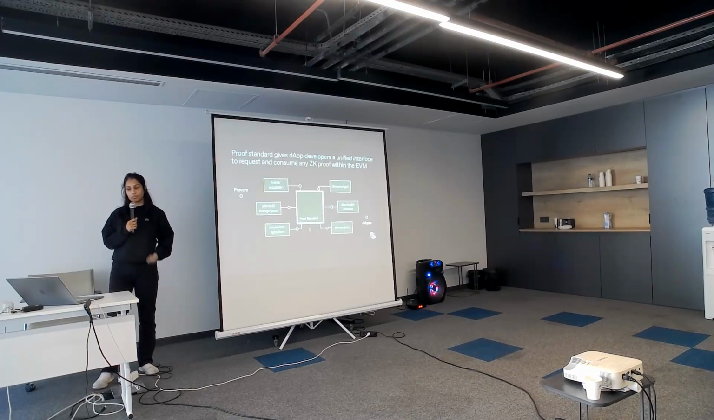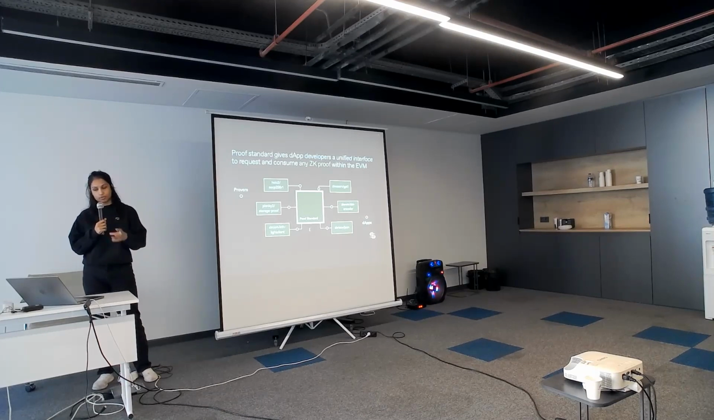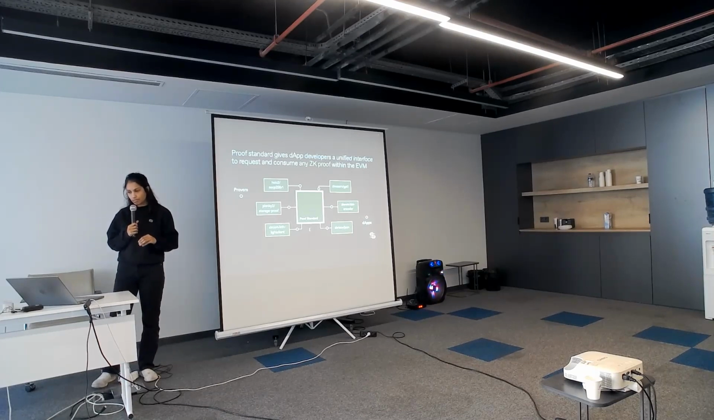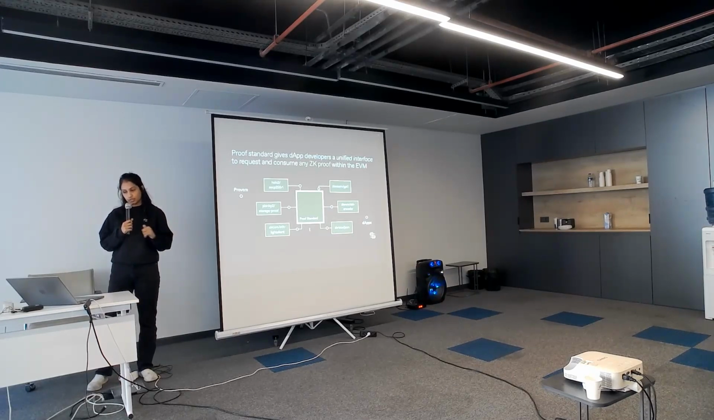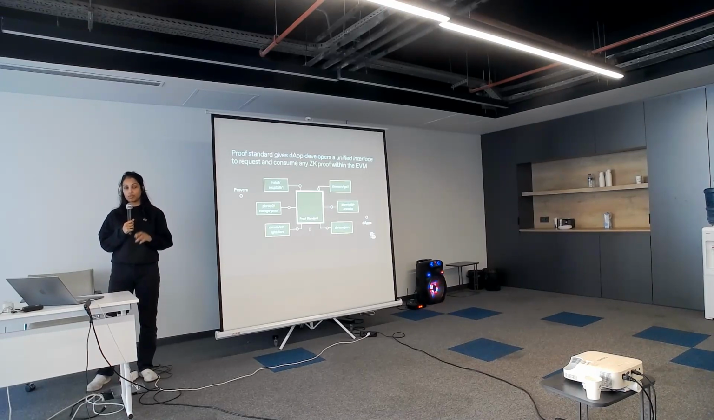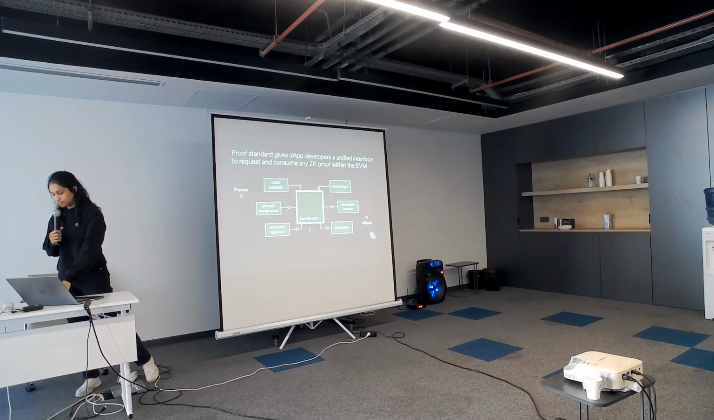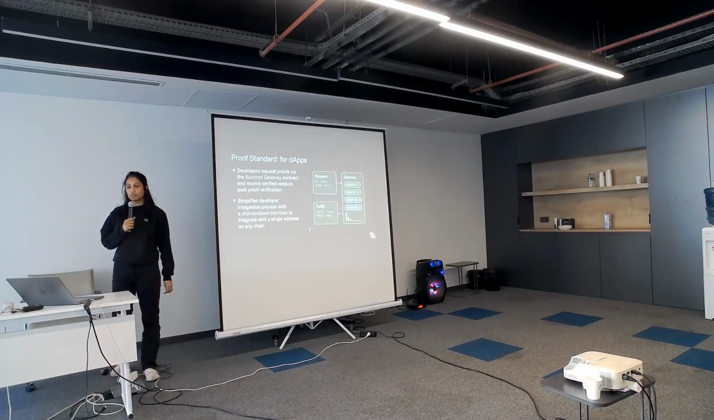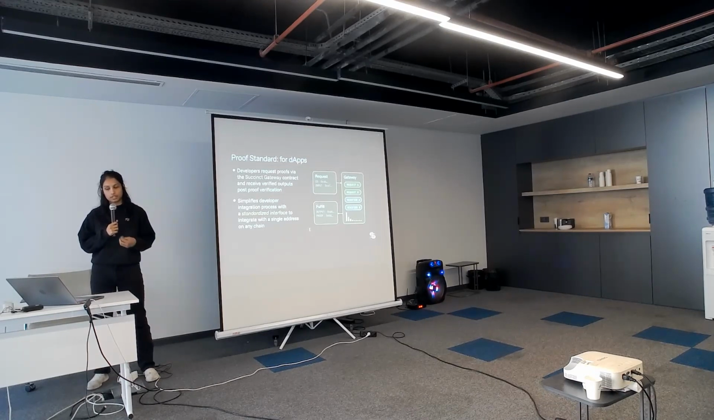So to talk more about the proof standard and how we imagine it, you can see here this diagram where the proof standard is in the center. And then there's a bunch of different proof systems, like Halo 2 is an example, Plonky 2, even a ZK WASM VM, where developers have this unified interface to request and consume any ZK proof from any proof system in the EVM.